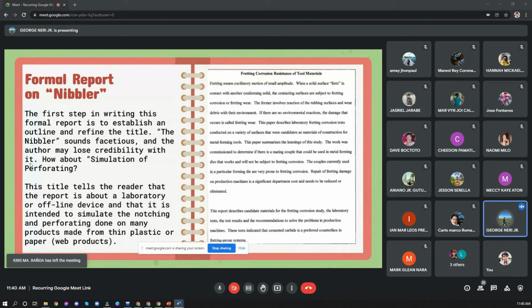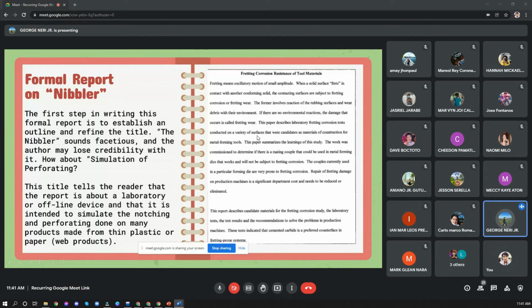How about simulation of perforating? So this title tells the reader that the report is about a laboratory or offline device, and that it is intended to simulate the nibbling and perforating done on many products made from tin, plastic, or paper, or wave products.